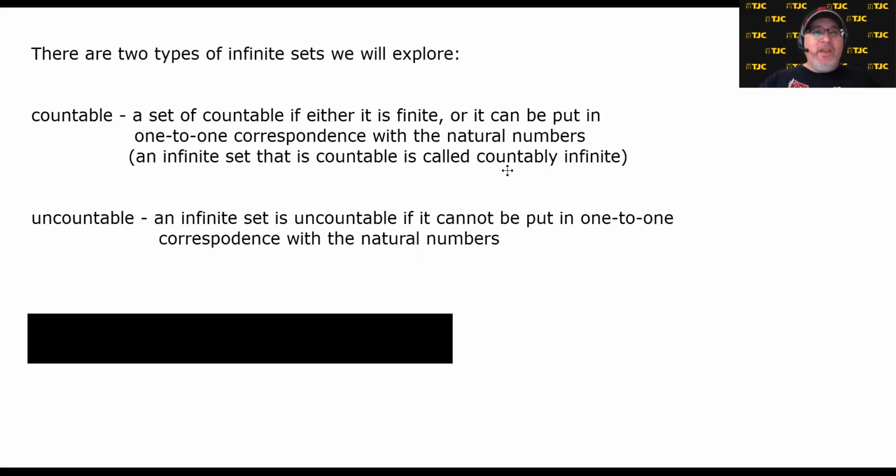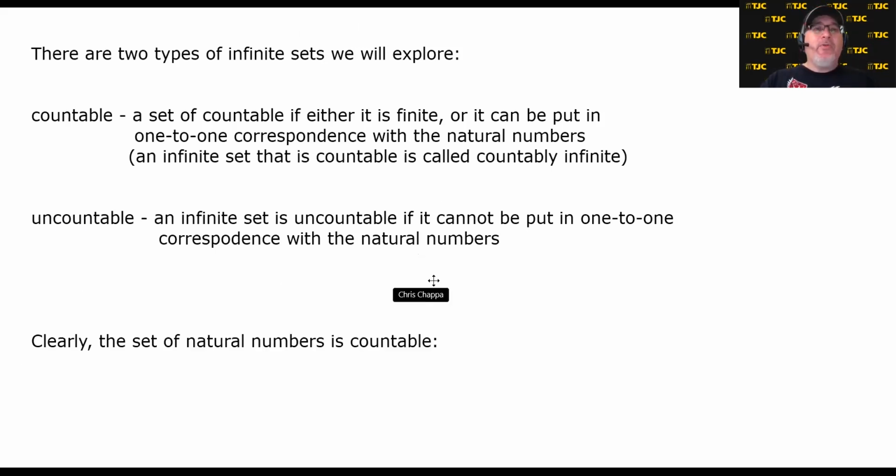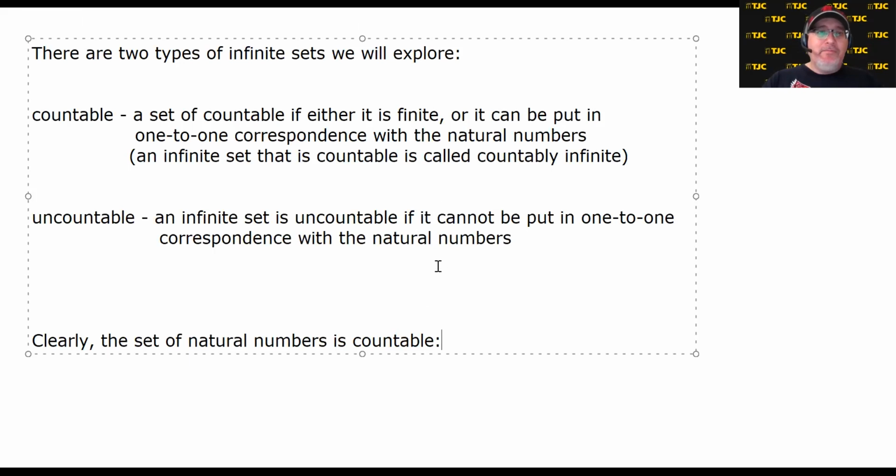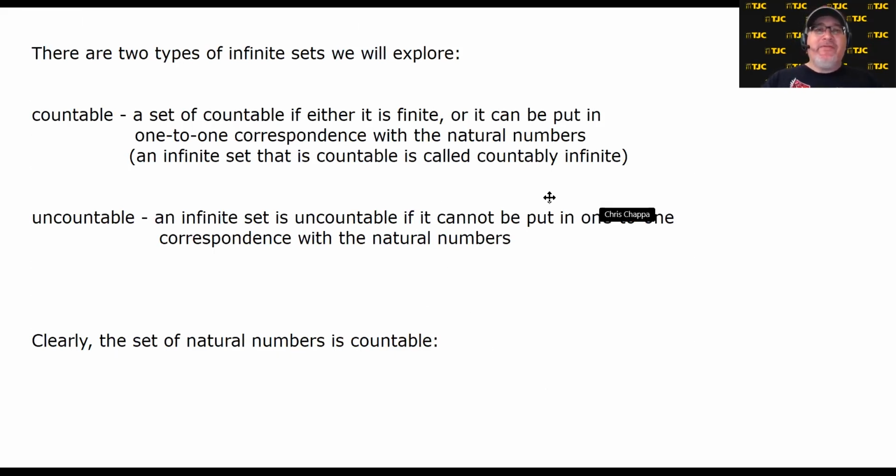Well, an infinite set is uncountable if it cannot be put in one-to-one correspondence with the natural numbers. I misspelled correspondence there, I'll fix it in a moment. Well, let's go ahead and unveil this. Clearly the set of natural numbers is countable. We'll verify that in just a second. And why is it clear? Well, let's set up the natural numbers.